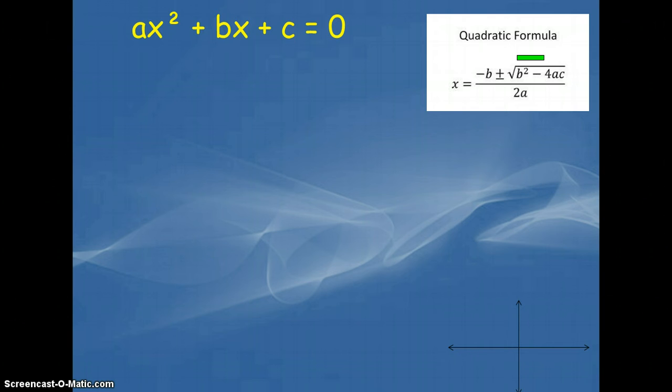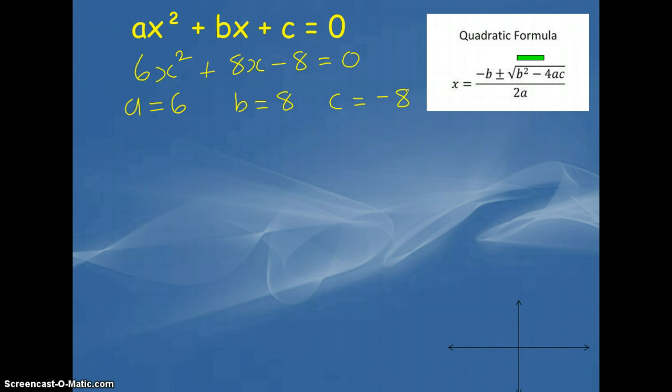Now, the equation we're going to be looking at today is 6x squared plus 8x minus 8 is equal to 0. And you can see by writing out that equation underneath the general expression there, we can see very clearly that the value of a in this example is 6, the value of b is 8, and the value of c is negative or minus 8.